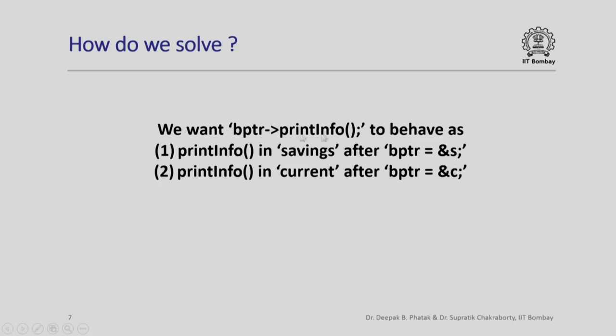So a priori, it is not possible to determine whether BPTR printinfo should behave like printinfo in savings class or it should behave like printinfo in current class. This is something which has to be determined at runtime while the program is running. If this assignment is done, then I want BPTR printinfo to behave like printinfo in the savings class. Otherwise, if this assignment is done, I want BPTR printinfo to behave like printinfo in the current class.